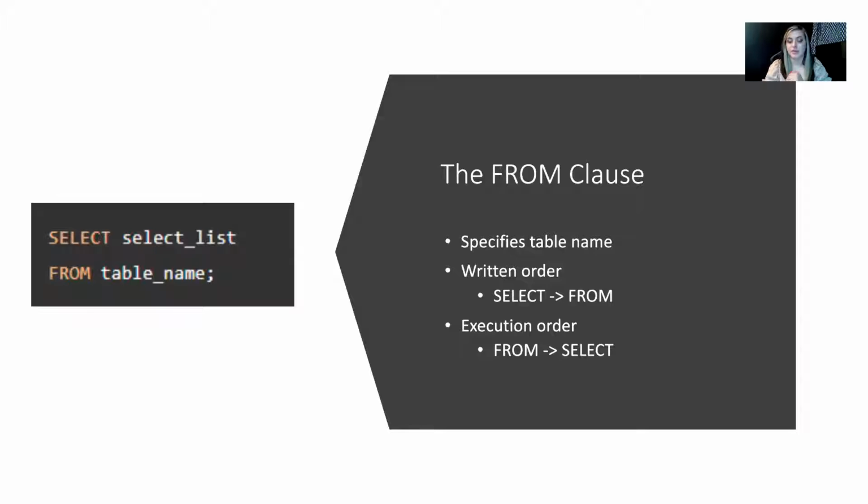So it's basically it starts from where you're getting it and then selecting that data. So here's just a little picture of what it would look like, just generically. We select the list and then we say from the table name.